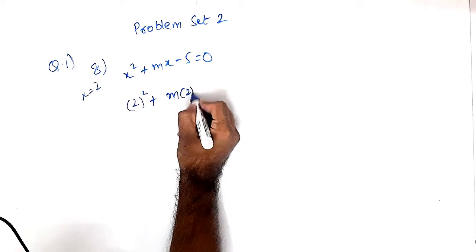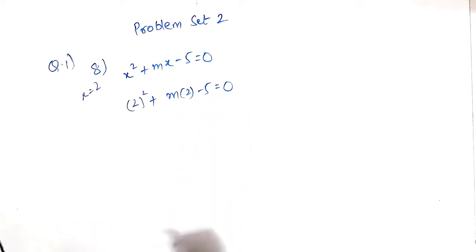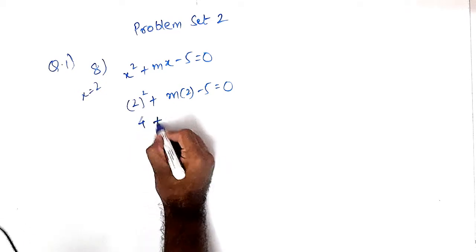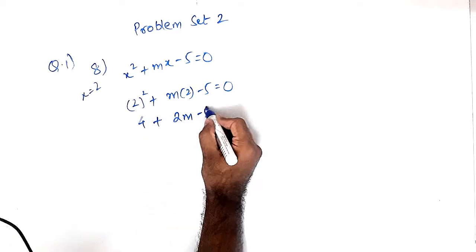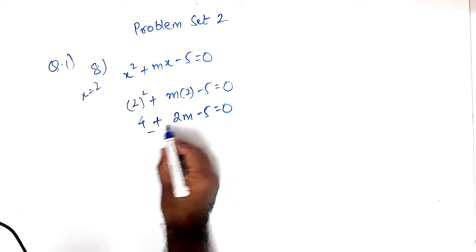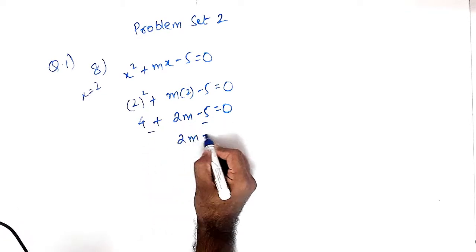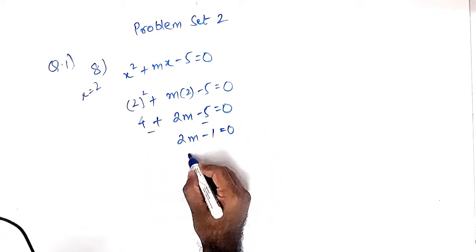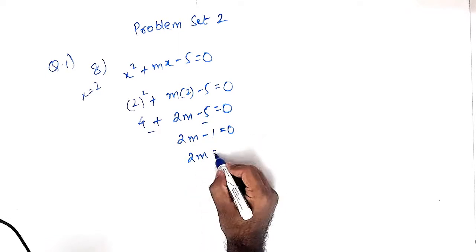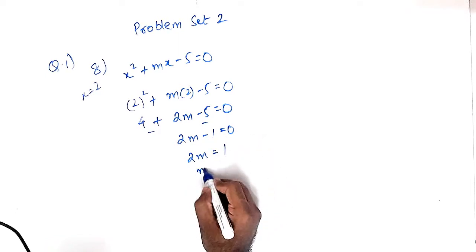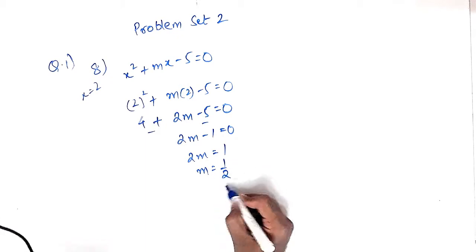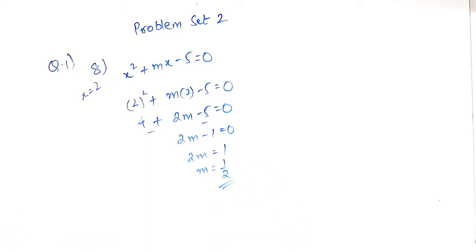Okay, put m into 2 minus 5 equals 0 to get the second root. So this becomes 4 plus 2m minus 5 equals 0. So 4 minus 5 becomes minus 1. Okay, and minus 1 will go there, it will become 1. So m equals 1 upon 2. Okay, so m equals half.